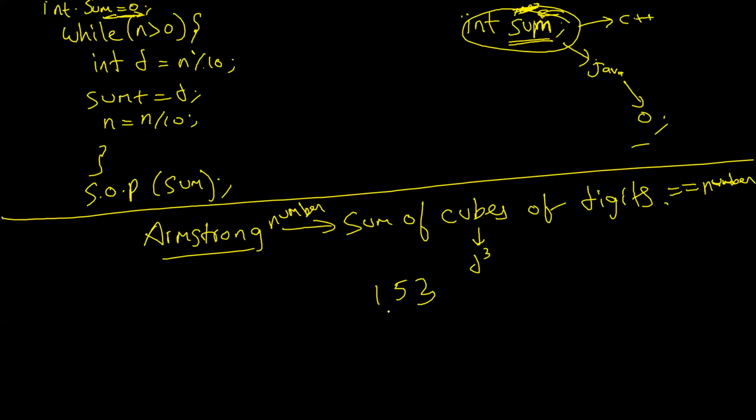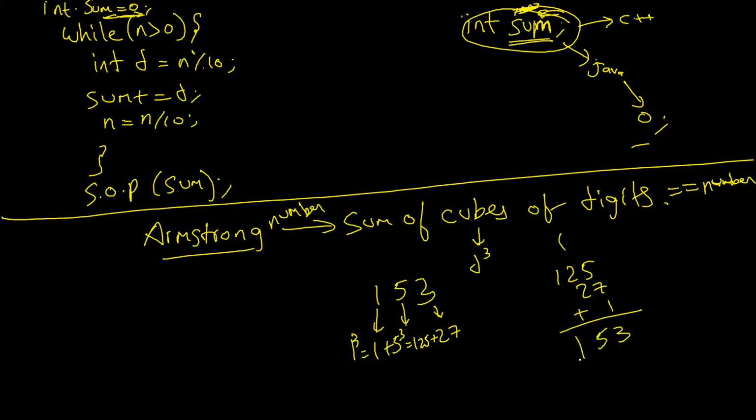Okay. So what are the digits? The cube of 3 is 27, right? The cube of 5 is 125, right? And the cube of 1 is 1, right? So you'll have 125 plus 27 plus 1, right? So you get 153. So it is exactly equal to this number, right? So it is an Armstrong number. Like 153 is an example of an Armstrong number, right?